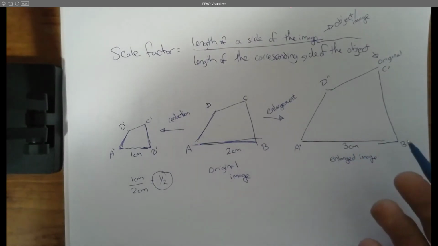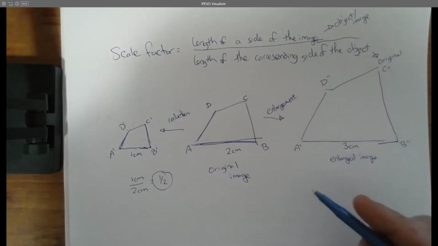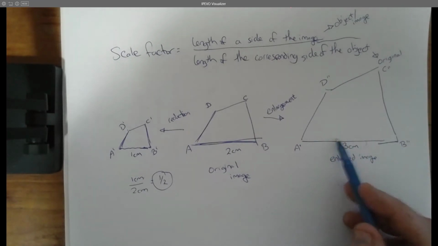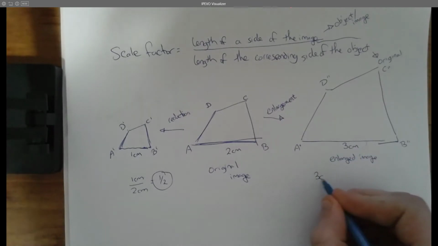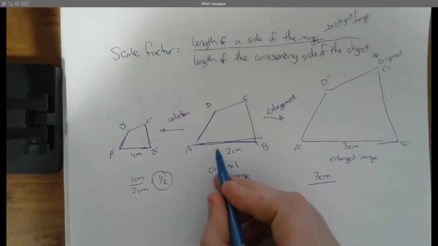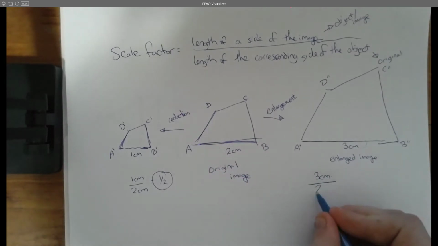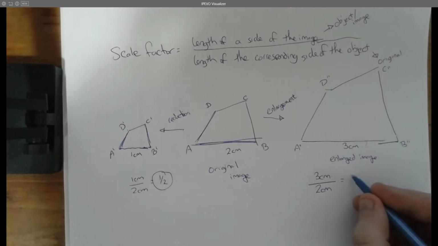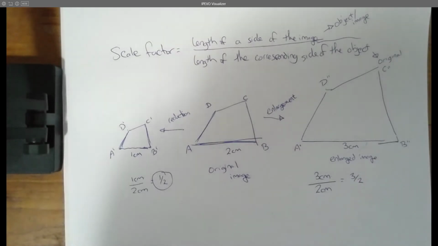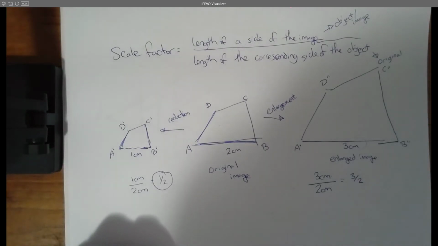Now, in order to figure out this scale factor, again, we take the side length of the image, even though it's bigger, the side length of the image, which is 3 centimeters, and we divide that by the side length of the original, which is 2 centimeters. When we do that, we end up with a scale factor of 3/2, or 3 out of 2.